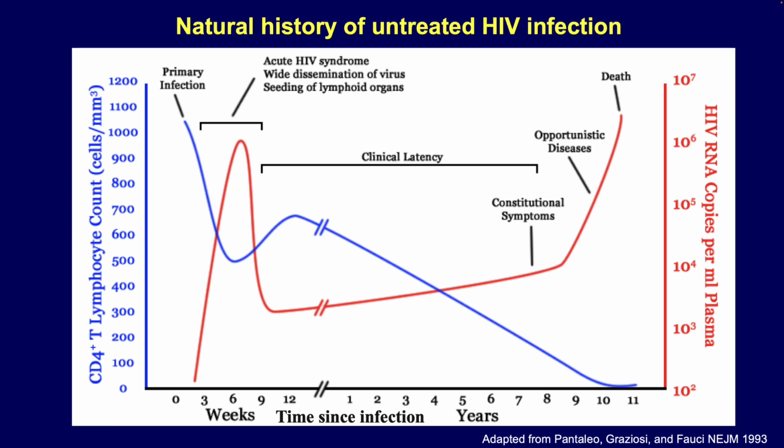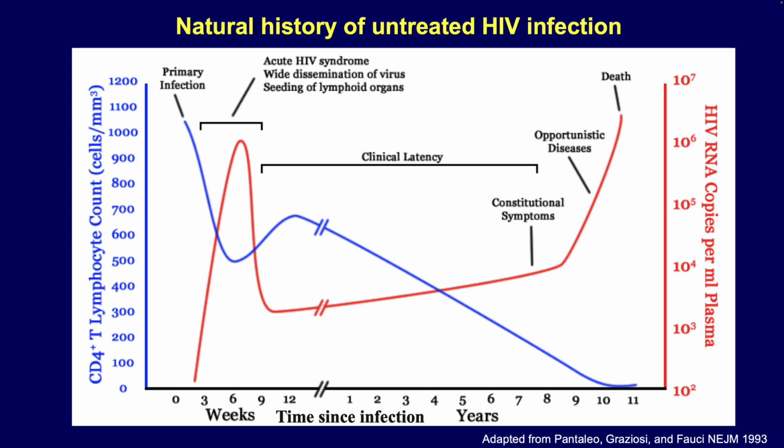The x-axis shows the time from HIV infection, from the first 12 weeks all the way out to 11 years. The left side of the graph is for the blue line, which shows the number of CD4 cells per cubic millimeter of blood, also known as the CD4 count. A declining CD4 count indicates increasing immunodeficiency. And the right side of the graph is for the red line, which shows the number of copies of the HIV virus per milliliter of plasma, also known as the HIV viral load.